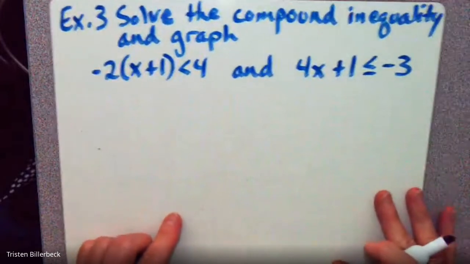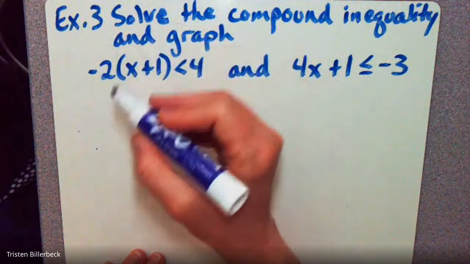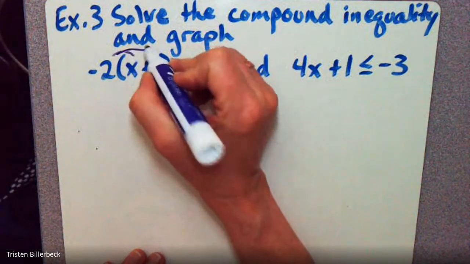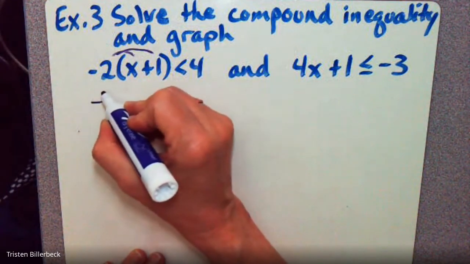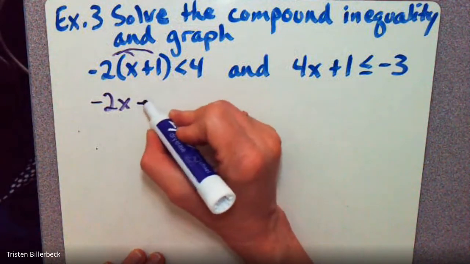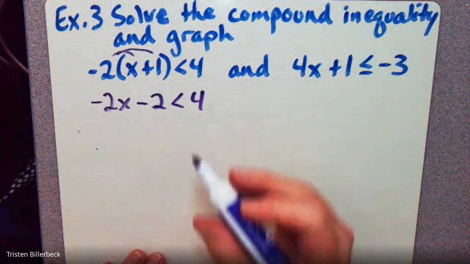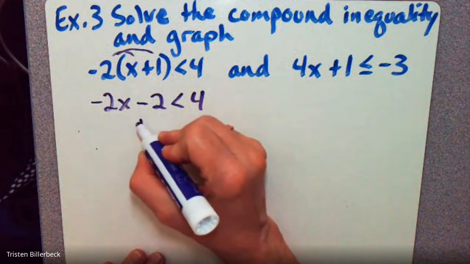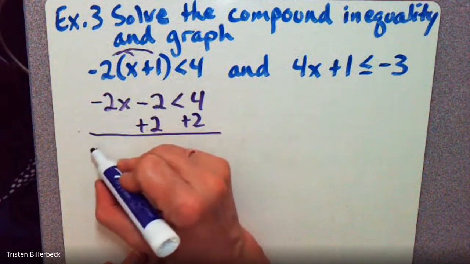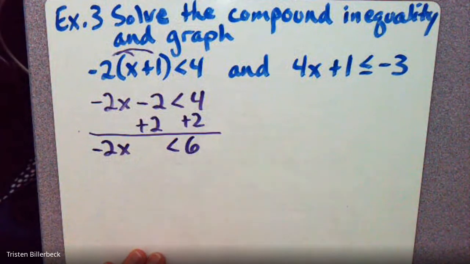All right, let's look at this situation. So again, we're going to distribute this negative. So we have, that's going to move there and there. So we have -2 times x, and then -2 times 1 is -2, is less than 4. So now we're going to use an additive inverse and move that 2 to the other side. And we have -2x is less than 6.